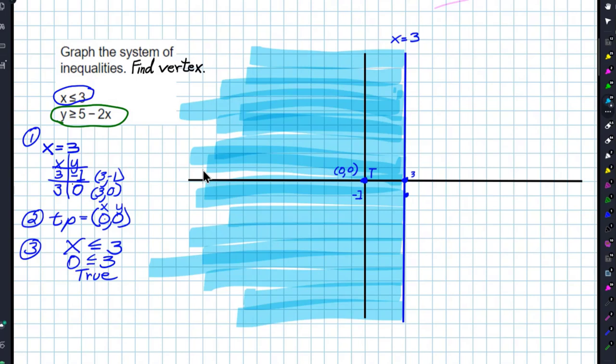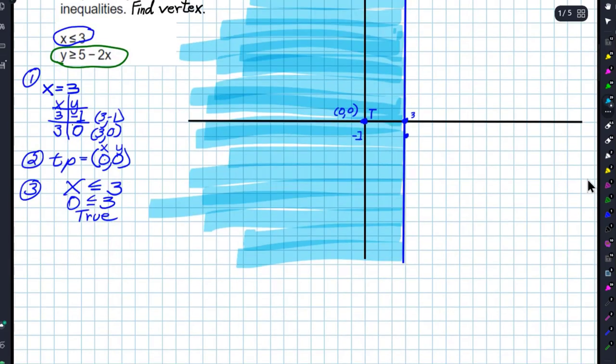Now we've got another line. We're going to make it green. Here's our inequality: y is greater than or equal to 5 minus 2x. But I'm only interested in the line right now, so I'm going to write y equals 5 minus 2x. And I prefer to write that correctly: y equals negative 2x plus 5.